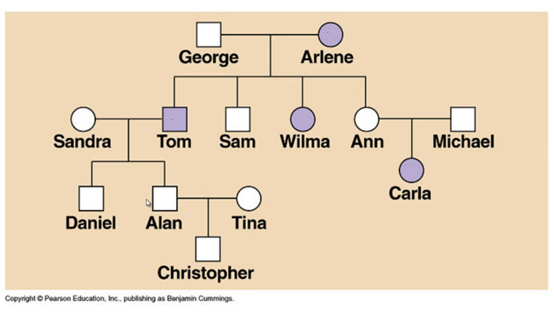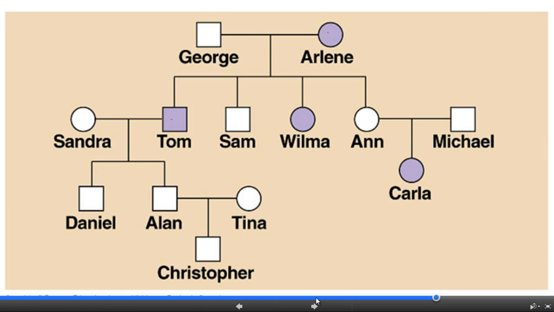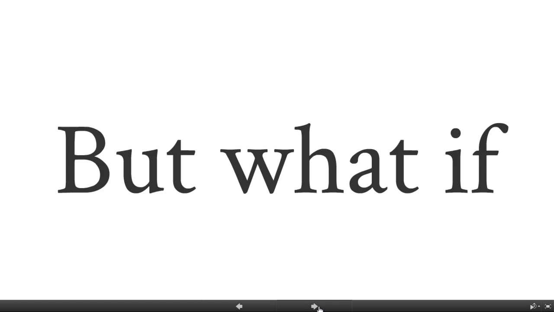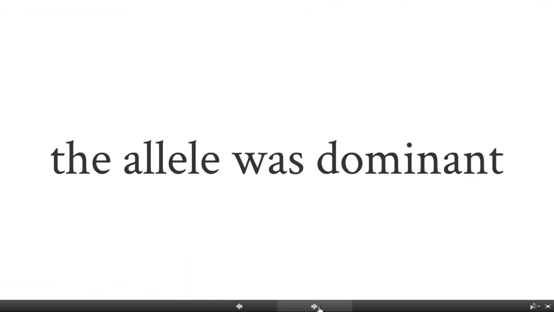So Sandra could be either big A, small a, or big A, big A. We know that she can't be a sufferer because she hasn't got the condition, so telling exactly what her genotype is is difficult. The only way that you could confirm whether she's heterozygous is if she had a child that suffered from the disease.